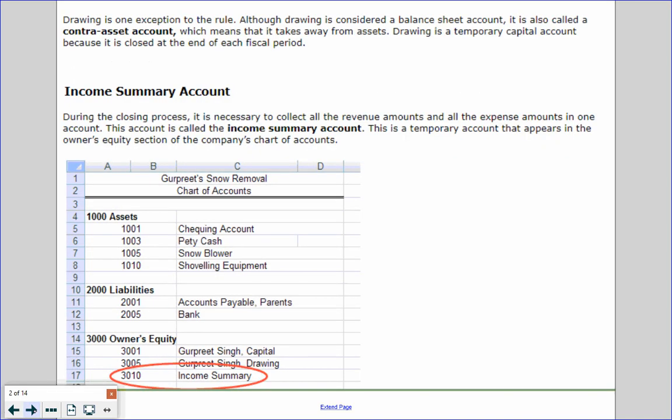So here we go. In order to close it out, we're going to use income summary. So we're finally going to use that income summary. This is the one that we use to close out revenue and expenses. So we're finally going to put numbers into that income summary account and we're going to use it to close things out.